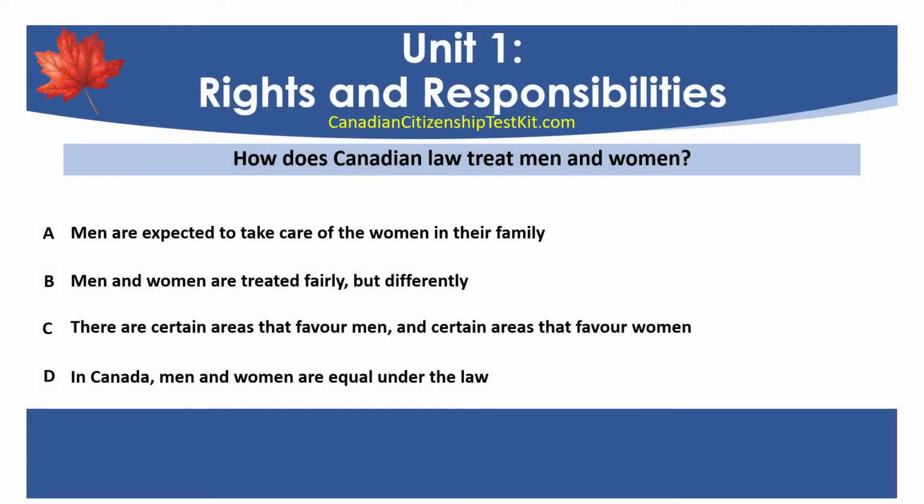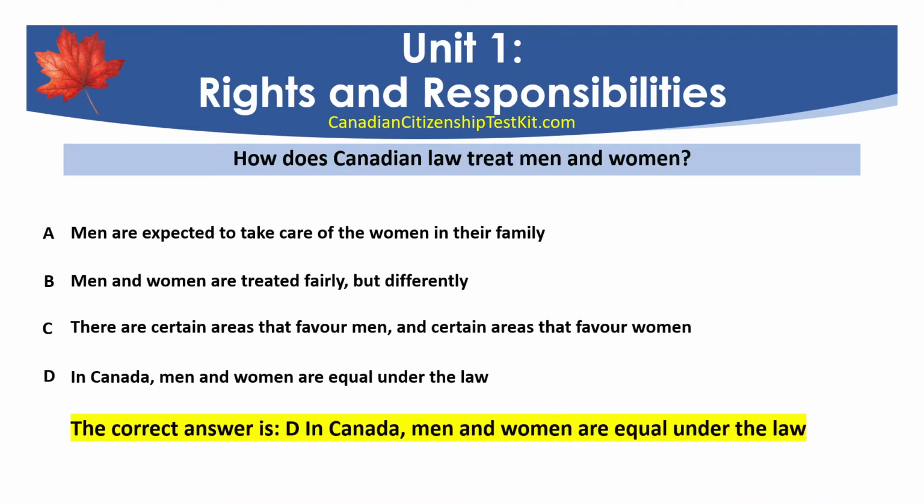How does Canadian law treat men and women? A. Men are expected to take care of the women and their family. B. Men and women are treated fairly, but differently. C. There are certain areas that favor men and certain areas that favor women. D. In Canada, men and women are equal under the law. The correct answer is D. In Canada, men and women are equal under the law.